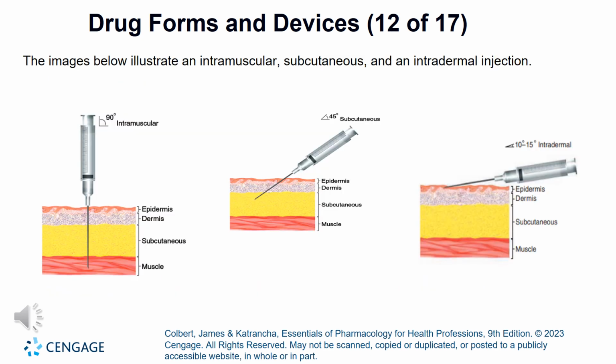The images in this picture show the intramuscular, subcutaneous, and intradermal injections. The different angles: intramuscular is 90 degrees, subcutaneous is 45 degrees, and intradermal is 10 to 15 degrees.